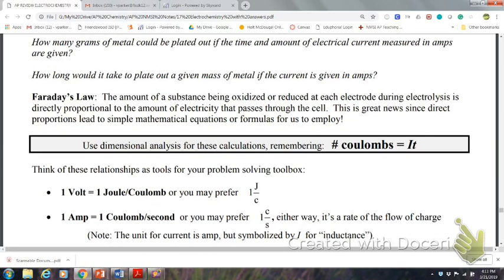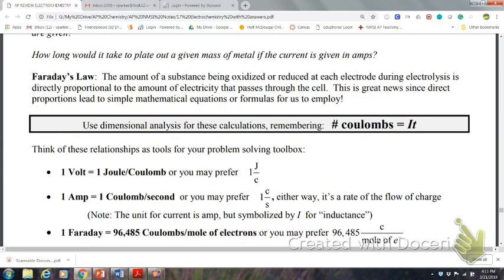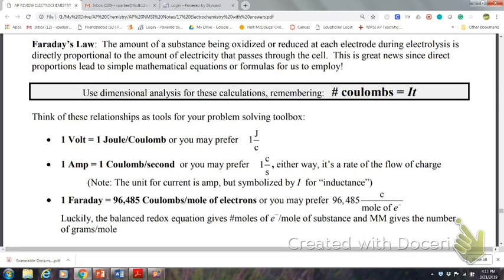So here is the equation. This number of coulombs, we're going to be using dimensional analysis, is equal to I times t. And what the I stands for is current, but it's measured in amps. And 1 amp is equal to 1 coulomb per second. Most of the time you're going to see it like this, okay? And of course a volt, you remember, is joules over coulomb, and then time is going to be in seconds. So the little t is time in seconds.